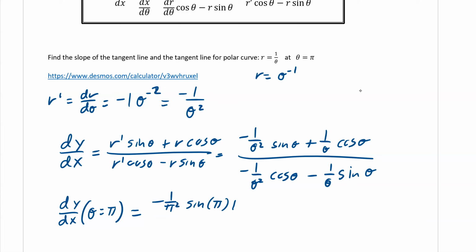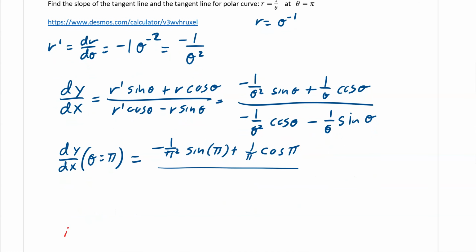sine pi plus 1 over pi, and then cosine pi, and then negative 1 over pi squared cosine pi minus 1 over pi sine pi. So you can see we're just plugging stuff in like any formula. And so we could actually find each individual value here. That would be negative 1 over pi squared, 1 over pi. And then we already know what sine of pi is and cosine pi is. We don't actually have to plug these in, but we already did. So let's just finish it.